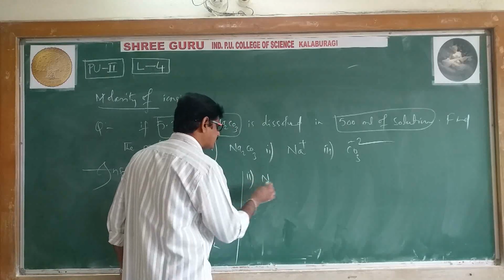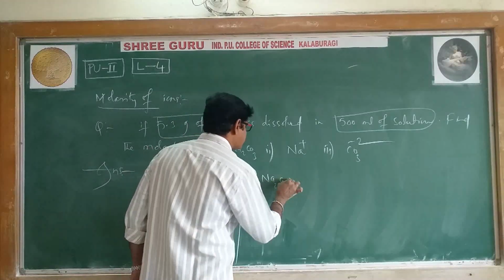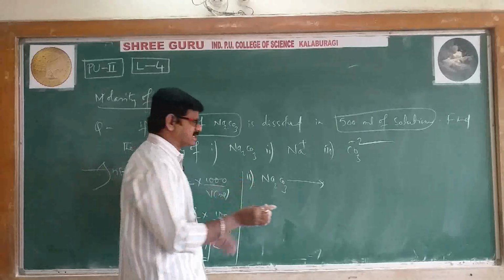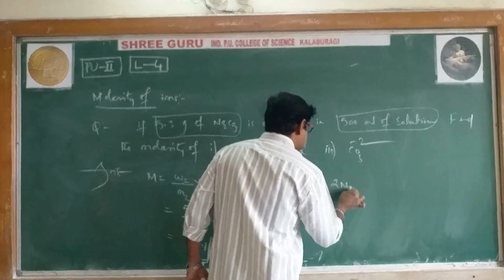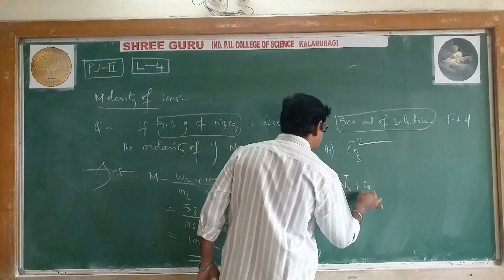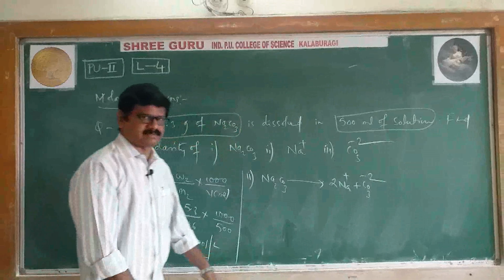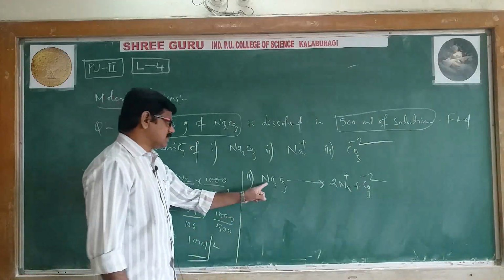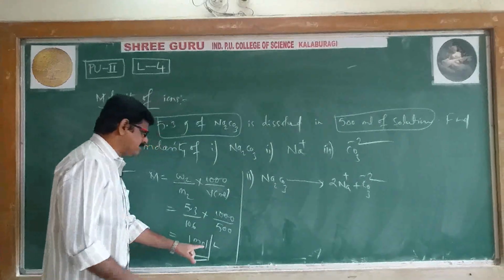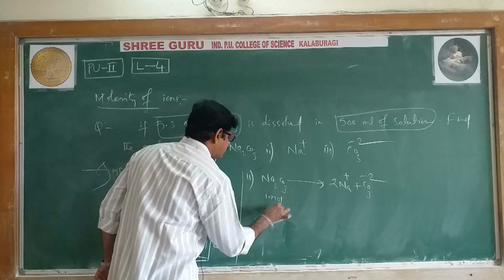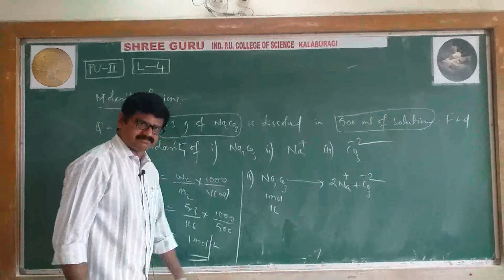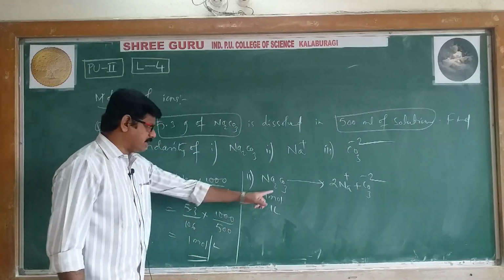Now we'll go to the second question. For that purpose, we are just dissociating sodium carbonate. It will dissociate into sodium ions and carbonate ions, like this. Okay. Next, sodium carbonate molarity is 1 mole per liter, 1 mole per 1 liter.